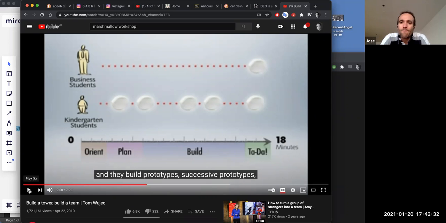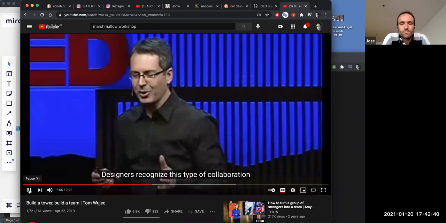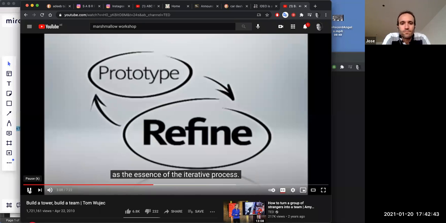Any other questions? Of prototypes, always keeping the marshmallow on top. So they have multiple times to fix and build prototypes along the way. Designers recognize this type of collaboration as the essence of the iterative process. So here, the iterative process: prototype, learn something, improve the design, check it again, learn, improve, check, learn, improve. That cycle is the core of design thinking. It is the core of UX design. It is the core of app design today. It is the core of Agile.